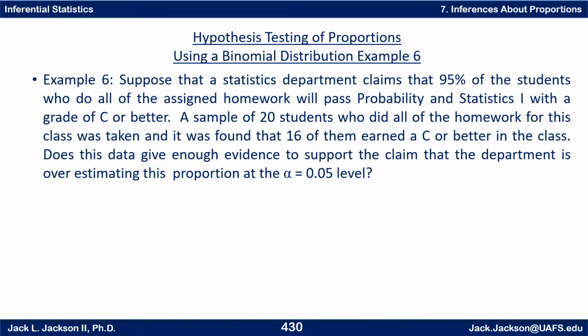Example 6. Suppose that a statistics department claims that 95% of the students who do all of the assigned homework will pass probability in statistics 1 with a grade of C or better. A sample of 20 students who did all of the homework for this class was taken. It was found that 16 of them earned a C or better in the class. Does the data give enough evidence to support the claim that the department is overestimating this proportion at the alpha equals 0.05 level? See if you can do this one yourself. Press pause. Come back when you've got it done.